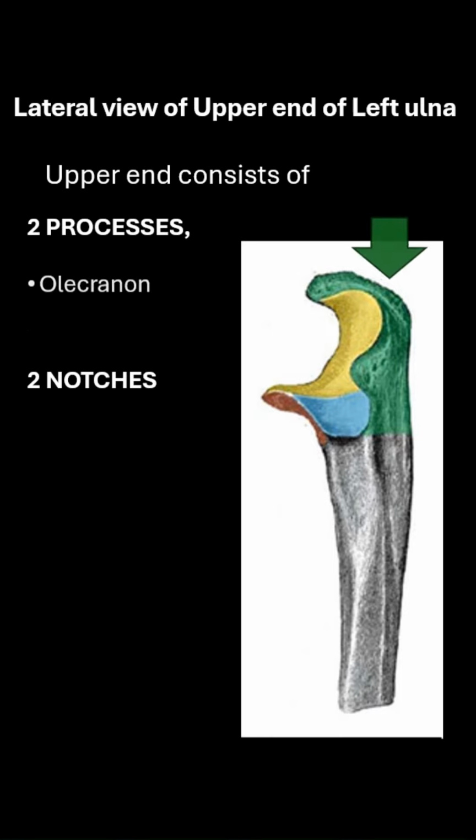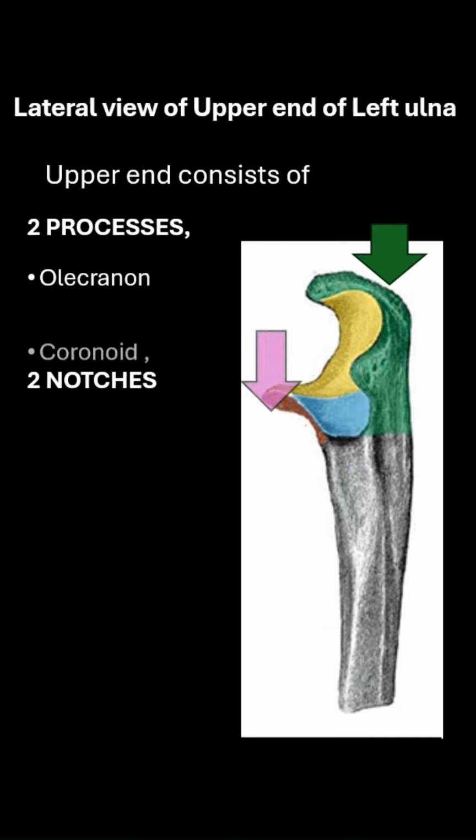Olecranon process is the projection of bone that extends proximally. Triceps muscle is attached here. It forms part of the trochlear notch. Coronoid process is the ridge of bone that projects anteriorly. This also forms part of the trochlear notch.